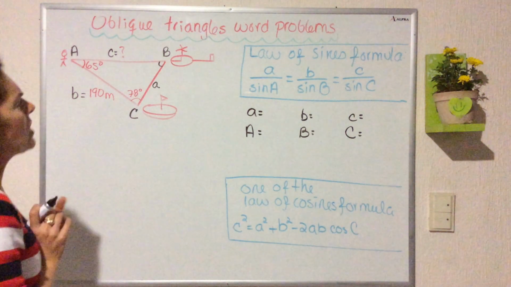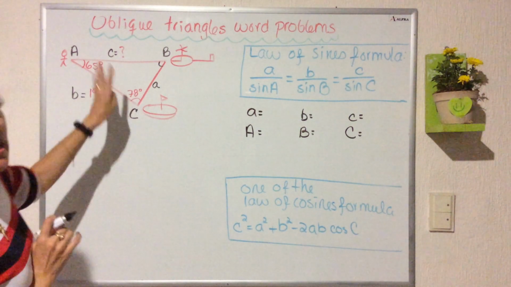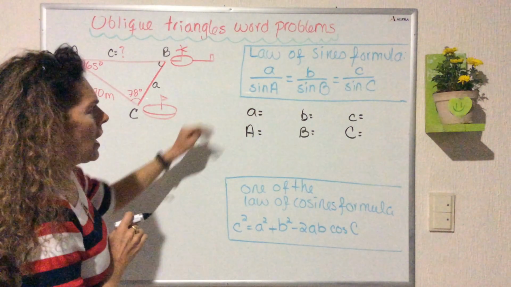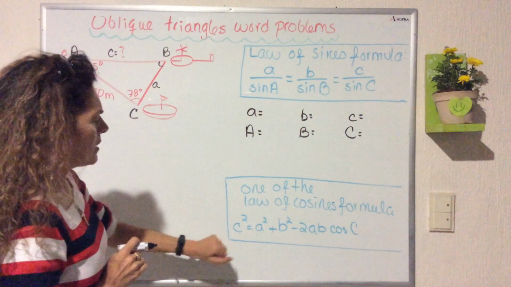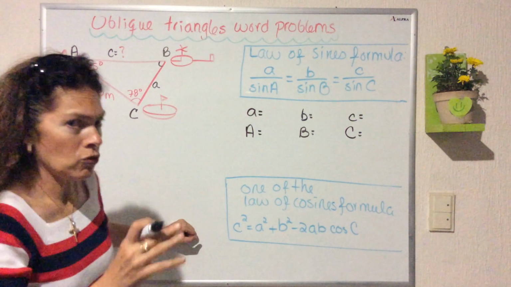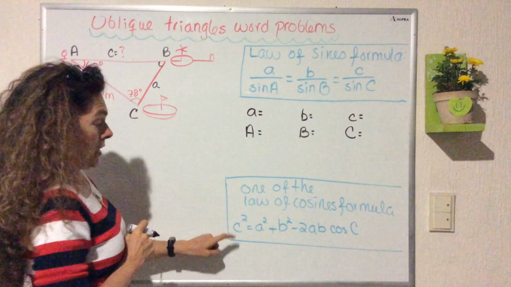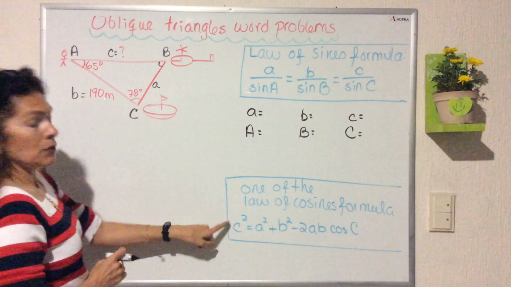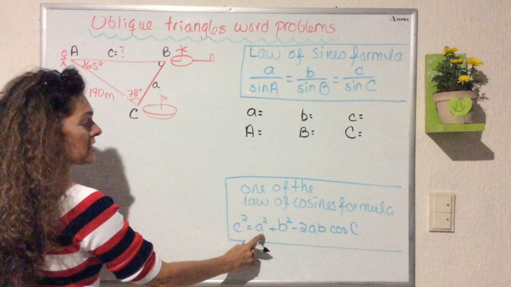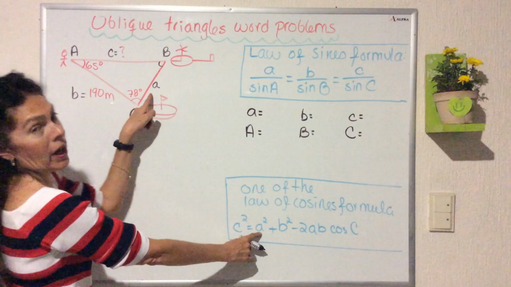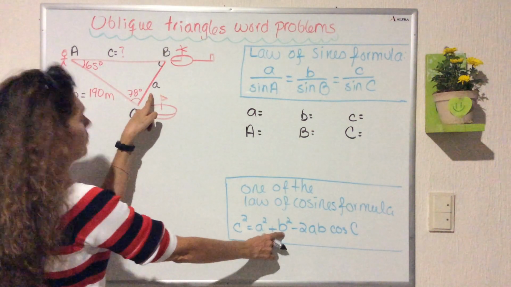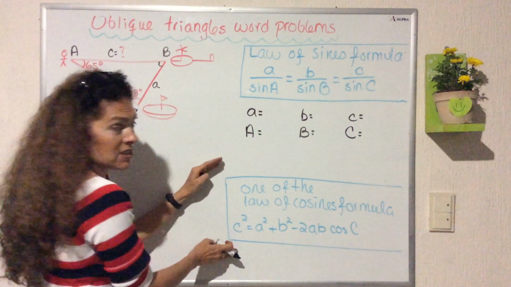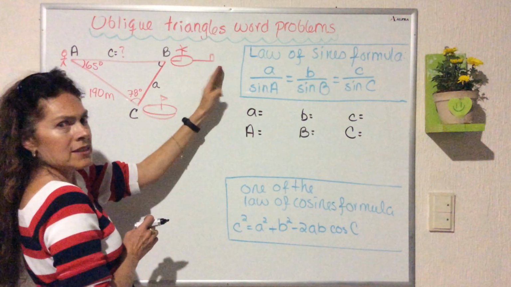Now, once we know the names of all the angles and the sides, you focus on this formula. I want you to think and check if we can use this formula to get the answer. This is for c, as you can see, but what do we need, dear students? We need the value for a. Do we have it? No. So we have b, but we don't have a, so we are not going to be able to use this one. Let's see if we can use the law of sines.